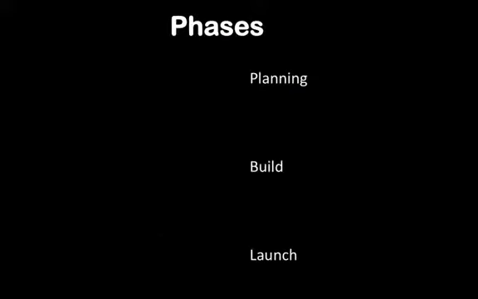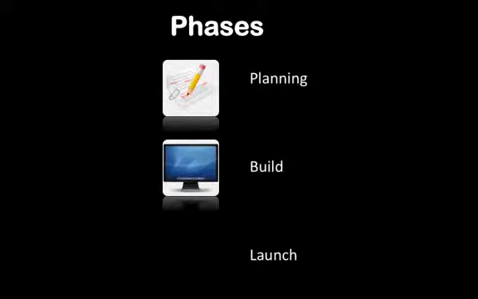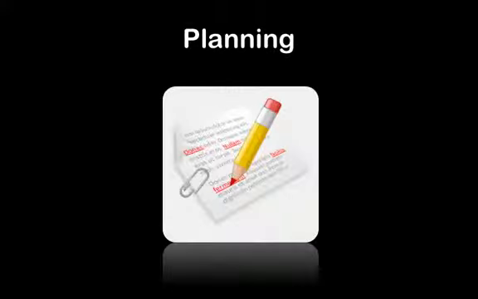There are three main phases of building mobile: the planning phase, the build phase, and the launch phase. I will start by first reviewing the planning phase. The first step in planning is to review the contract. When you receive a new client contract that includes mobile, there are a few items that need to be considered.